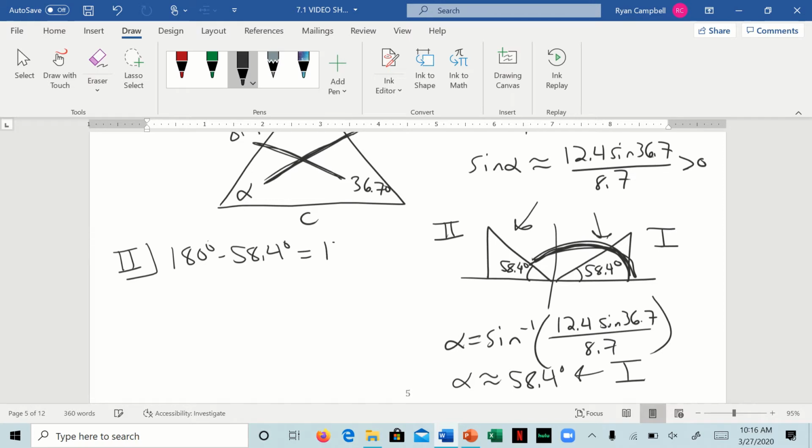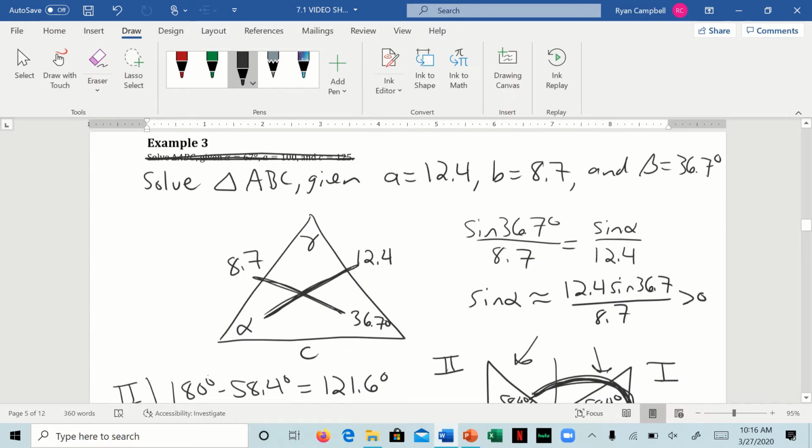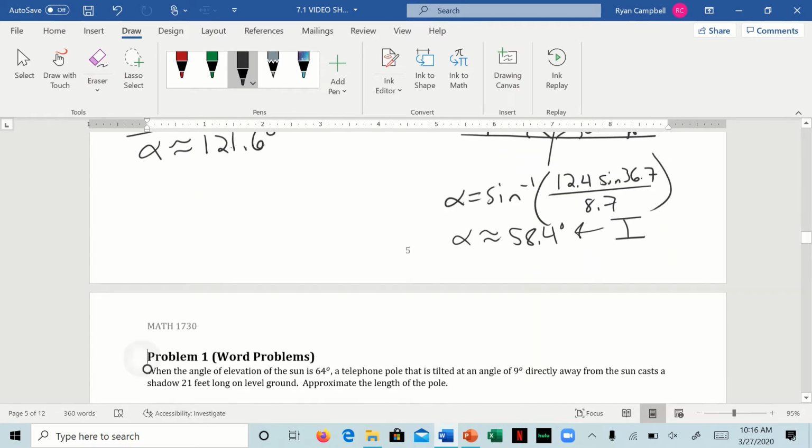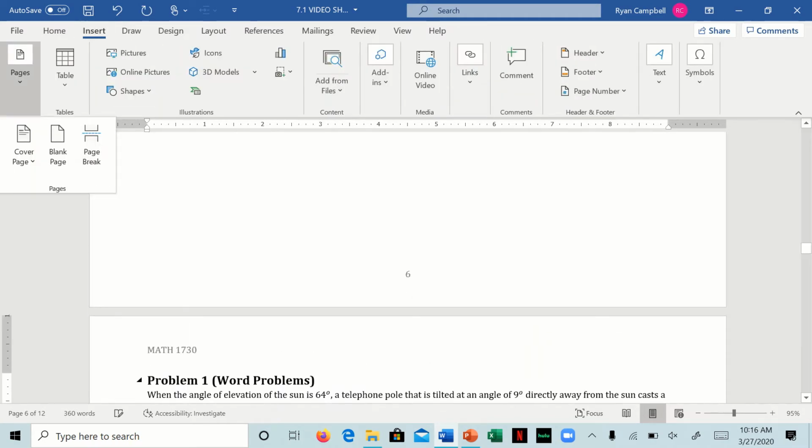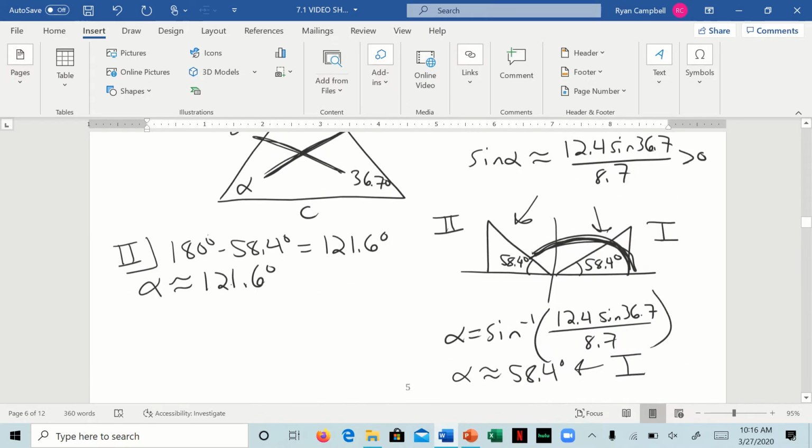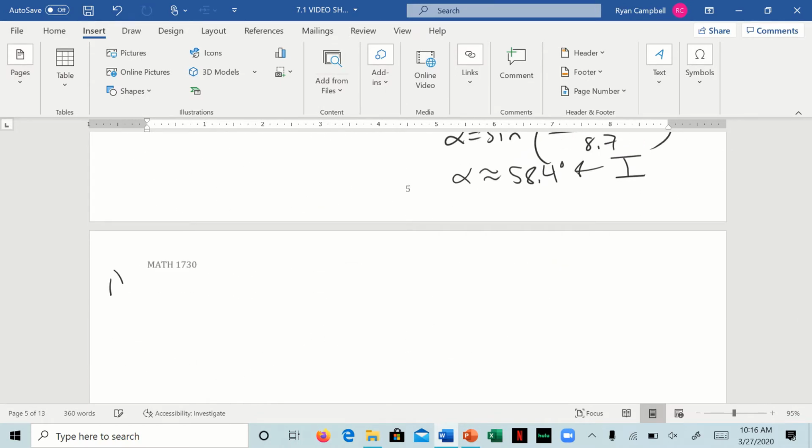And so when we do that, we see that alpha is 121.6 degrees. So we potentially have 2 different triangles. There are 2 different triangles that could work for these parameters. So we got to consider those. So triangle number 1 is going to have alpha to be about 58.4. Triangle number 2 is going to have alpha to be about 121.6, excuse me.